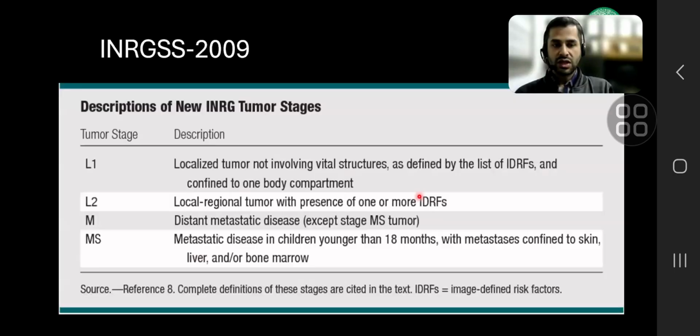The L1 stage is when there is a localized tumor. It does not involve any vital structures as defined by IDRFs, and the tumor is confined to one body compartment. So this is a localized tumor.